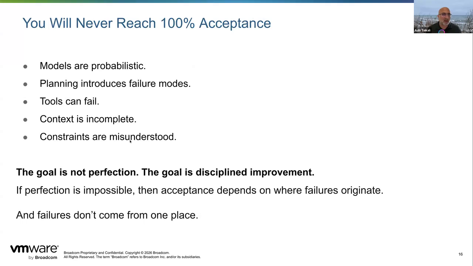Now, you're not going to get to 100% acceptance rate because models are probabilistic. Planning might introduce some errors. The tools that you're using can fail. The context is incomplete. Constraints can be misunderstood. So our goal is not perfection, it's disciplined improvement.